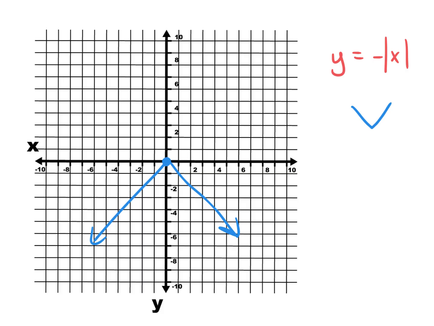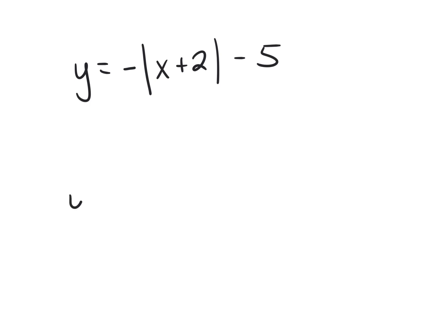Okay, so I'm going to give you another example here. All I want you to do is tell me, does it flip, how it moves in the x direction, how it moves in the y direction. So here's another one. Y equals the absolute value of x plus 2 minus 5. So go ahead and use that example, and I'll give you another one, and then we'll look at a graph.